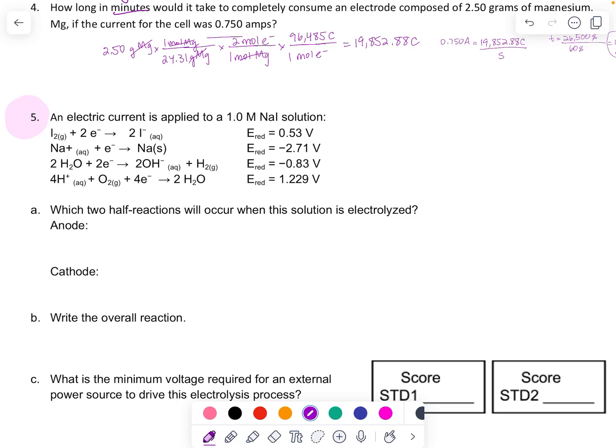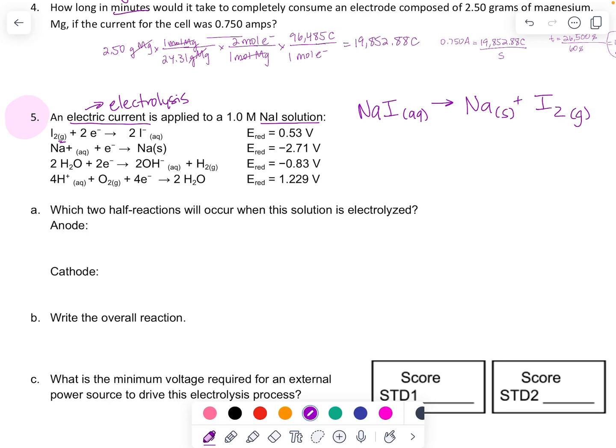First, I just want us to think about if there's an electric current and I'm applying it to this solution, what that means is that the parts of that solution are going to undergo electrolysis. And that means that we're breaking apart this compound into its elements. Okay, so I have NaI aqueous, and it's going to break down into Na solid.